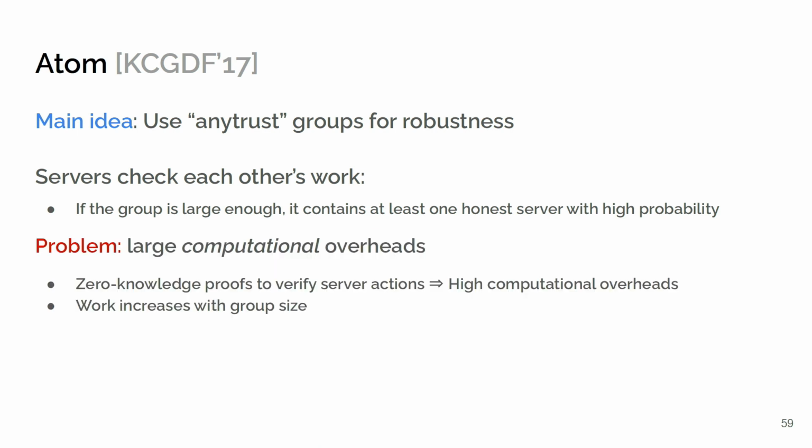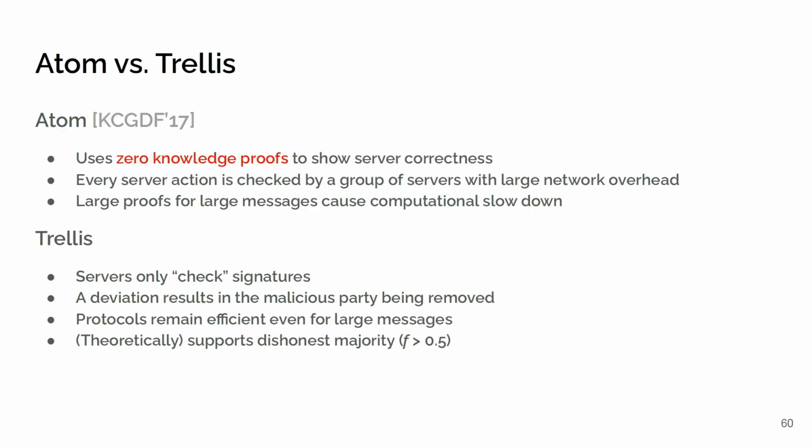And the problem with this is that it has large computational overheads. Because we need anonymity and privacy, these proofs actually have to be zero-knowledge proofs. And so they'll take a long time, especially as the messages get large. Furthermore, as the group gets larger, all the servers have to check all the members of the group. So this also grows. In Trellis, the servers only check signatures. And so this is a very cheap operation in comparison.